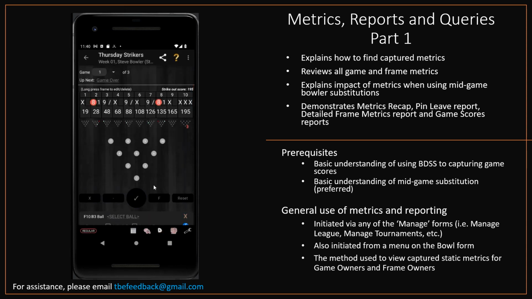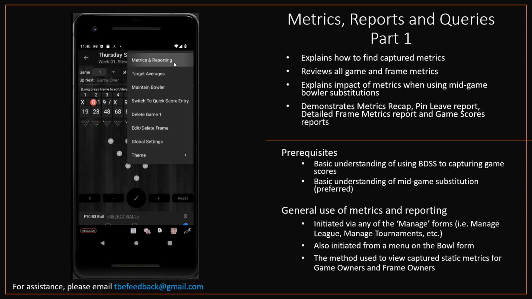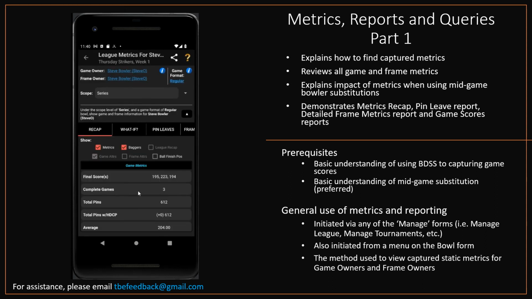Now from the menu in the upper right, click Metrics and Reporting. And the Metrics and Reporting form opens. It defaults to Steve as the game owner for week 1, since that's the game owner and the week the Bowl form was tracking. And that's it for this video.